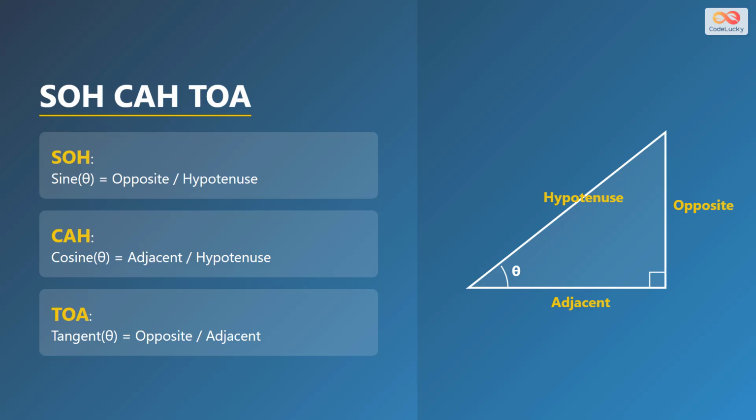The absolute foundation of trigonometry is the relationship between the angles and sides of a right triangle. We use the mnemonic SOH CAH TOA. SOH stands for sine equals opposite over hypotenuse. CAH stands for cosine equals adjacent over hypotenuse. And TOA stands for tangent equals opposite over adjacent. Memorizing this simple phrase will help you solve the majority of basic trig questions.